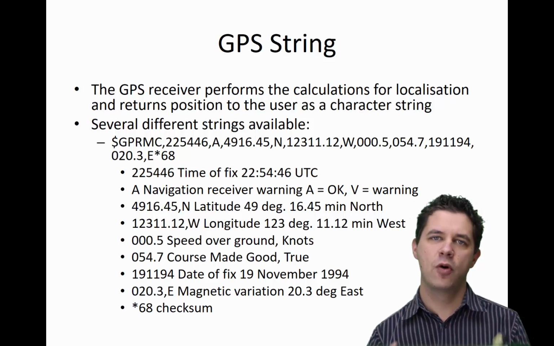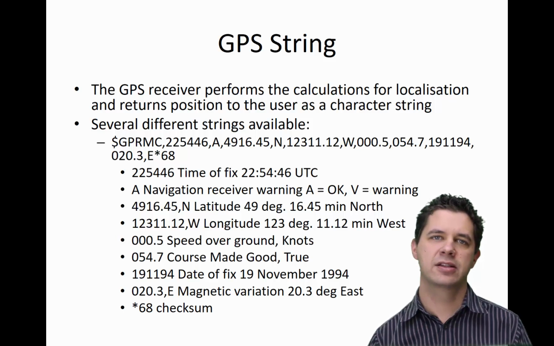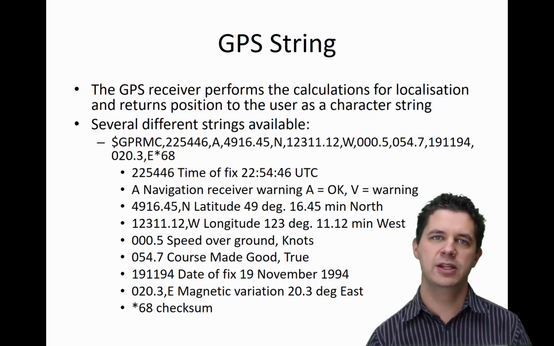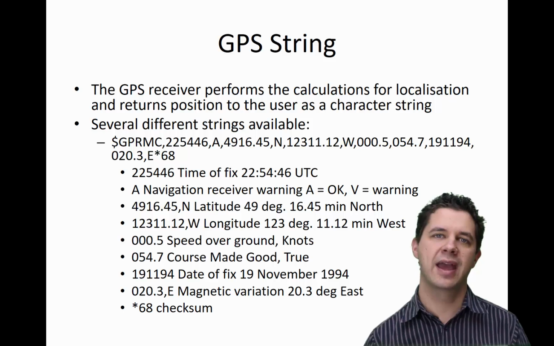Now a GPS receiver performs all these calculations for localization and gives us a position, and typically does this as a character string. And so here's one of the character strings available. There's a few different strings that our GPS receiver can give us, like the GPGGA string and GPGLL string. Those ones will give us extra information like altitude.